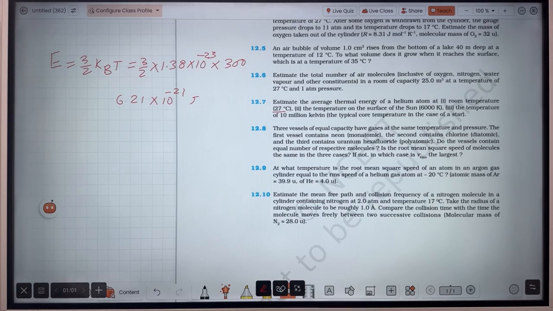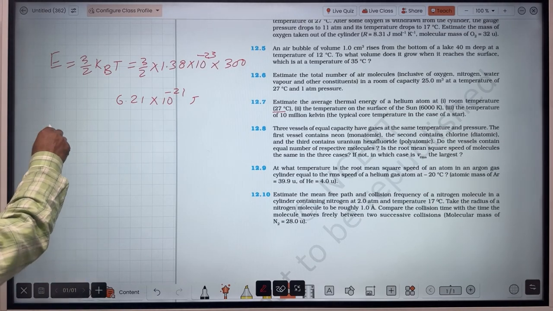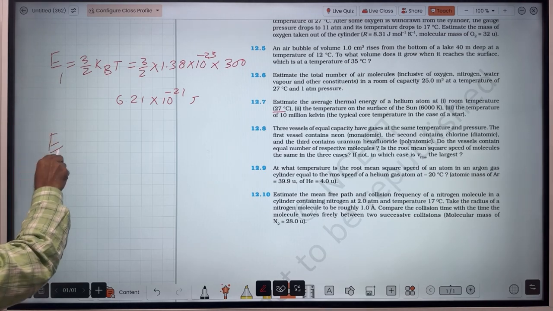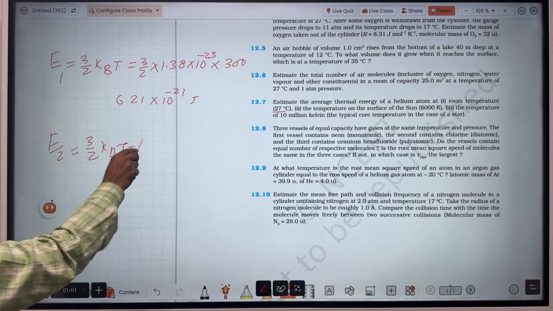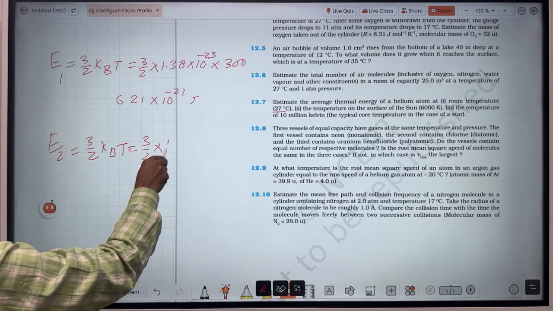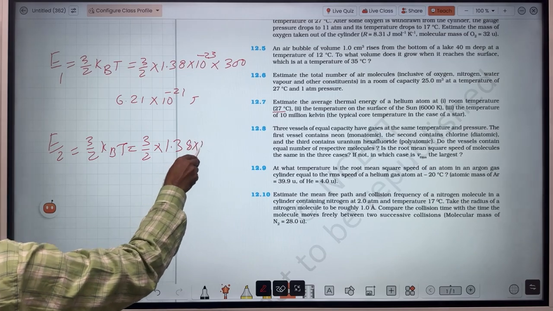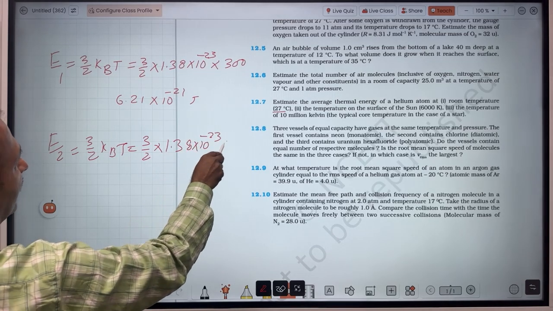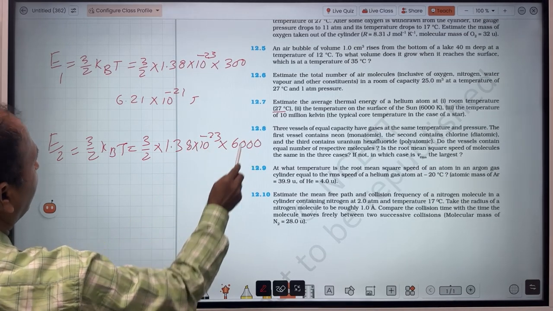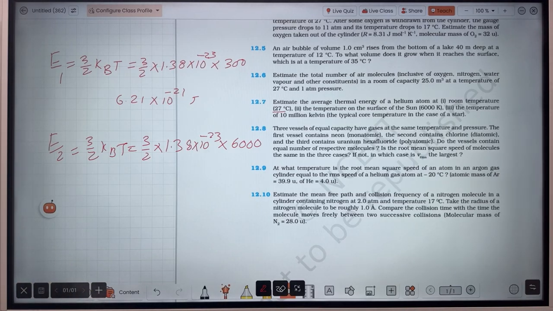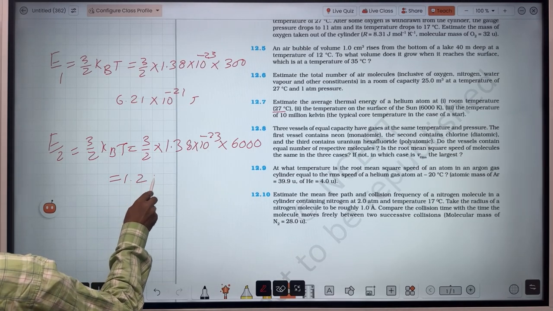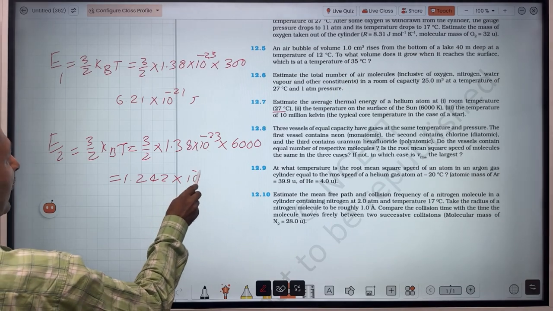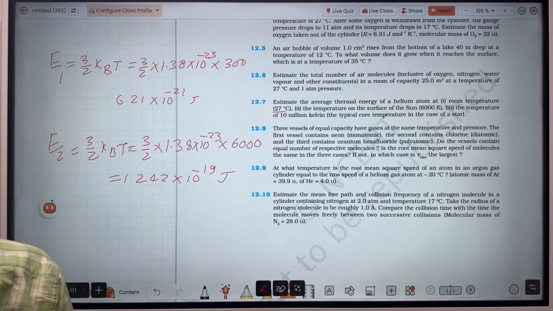Now let's increase the temperature to 6000 Kelvin. So here let's denote it as E1. So E2 will be again 3 by 2 kBT. So 3 by 2 into kB, 1.38 into 10 to the power minus 23 into 6000, right? Because T is this time 6000, and we can evaluate it. So this will come out to be 1.242 into 10 to the power minus 19 joule.